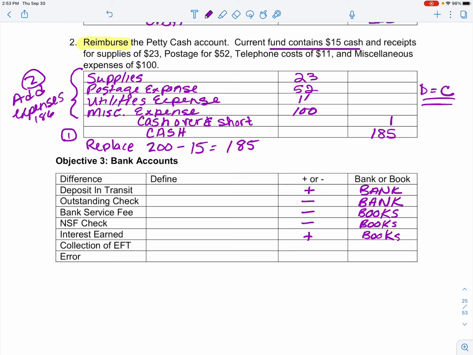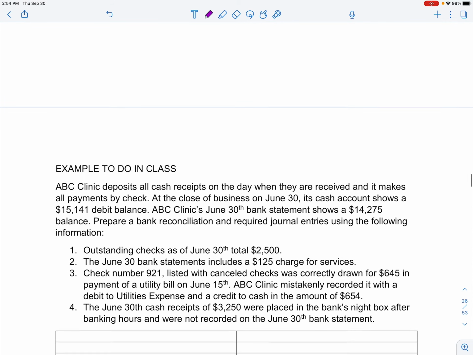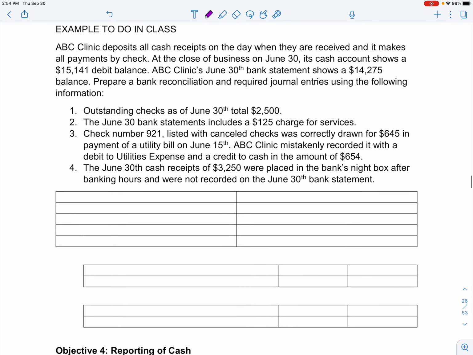And a collection of electronic funds transfer. Sometimes the bank will collect a note on our behalf. We're going to add that to the books. And an error, that all depends, right? We have to see where the error was made and fix it. So let's go through a short example of this bank reconciliation and how it's done.